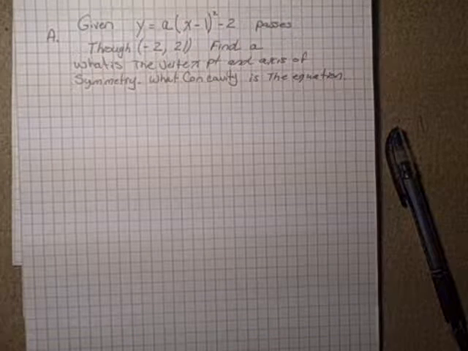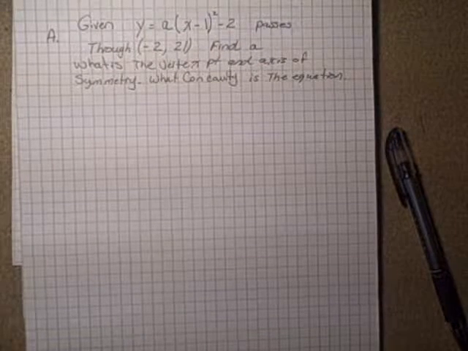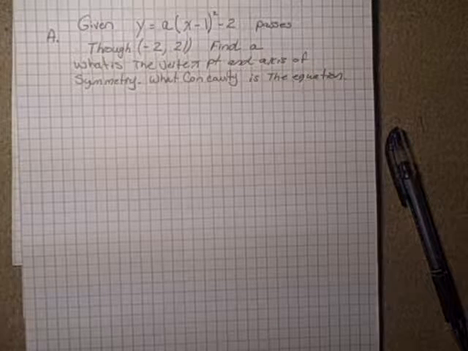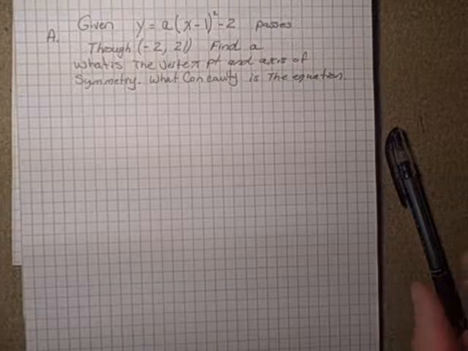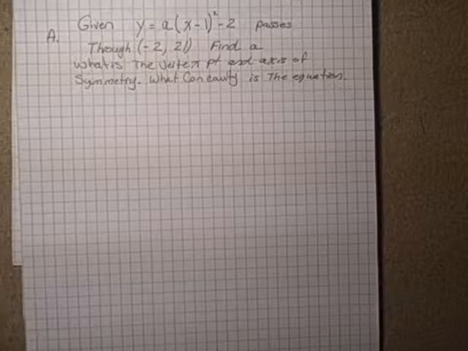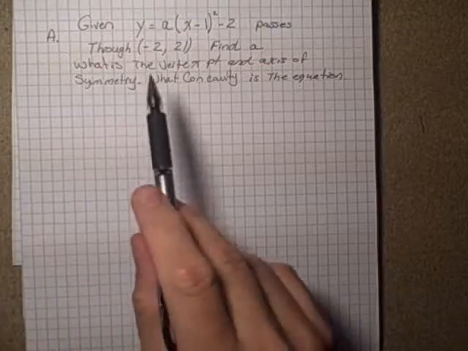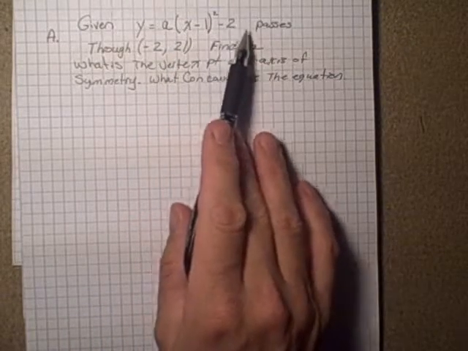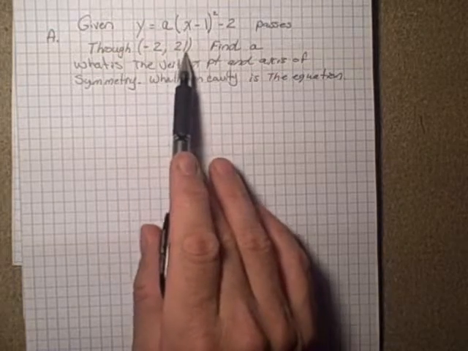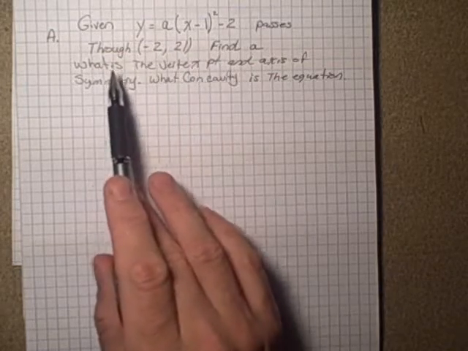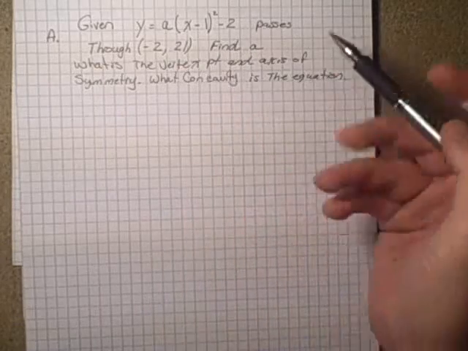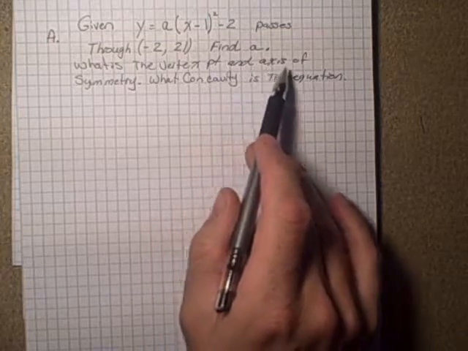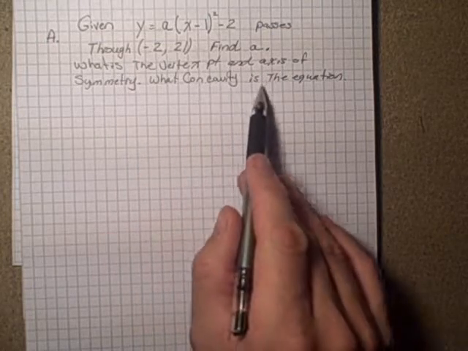Okay, this tutorial is working out some problems with the vertex graphing form of the quadratic equation, and that's section 3.5 in Math A30. I've got a couple of them written out here, and the first one is: given that we have this form, y equals a times (x minus 1) all squared minus 2, passes through the point (-2, 21), find a. What is the vertex point and the axis of symmetry, and what is the concavity of the equation?